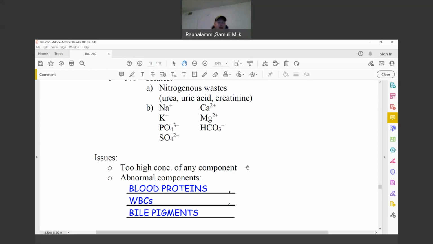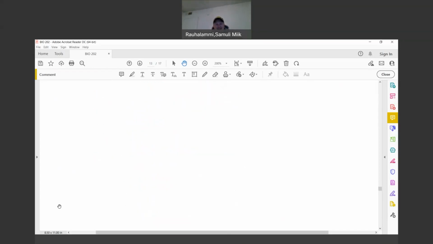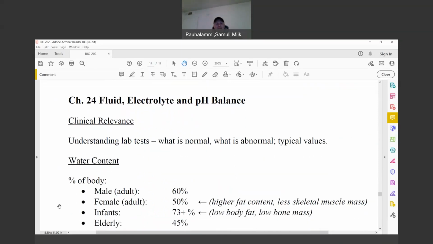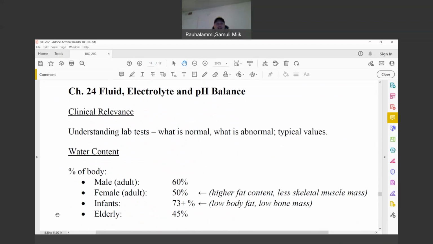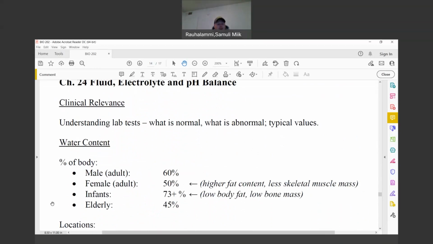And that really is all that I wanted to say about the urinary system, which brings us to the last chapter that we've yet to review, which is going to be our fluid, electrolyte, and pH balance. Of course, this is important so we can understand better the test results that you're going to see. I do always ask about the water content amongst different groups in the exam. What we'll end up seeing is that infants have a higher body water percentage than elderly people.